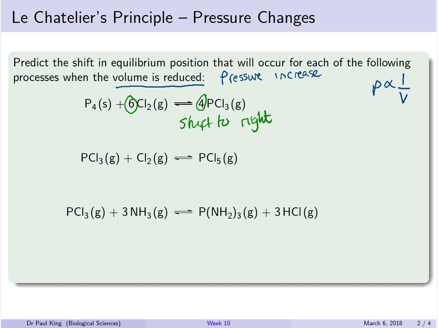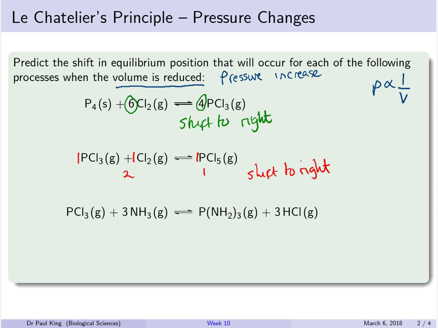Likewise, if we look at the second reaction here and count the number of molecules in the gas phase, we have 2 molecules in total on the reactant side, and we have 1 molecule on the product side. So again, there are fewer molecules in the gas phase on the product side than there are on the reactant side, and so the shift again will be to the right hand side in order to reduce the number of molecules in the gas phase, thereby reducing the pressure.